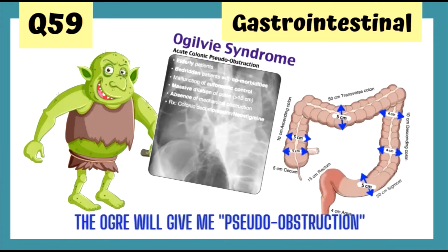Here we have this ogre over here saying, give me that. Give me that. The ogre will give me that pseudo-obstruction. It's ogre saying, give me, for Ogilvie syndrome, which is when there's the pseudo-obstruction. That's why this ogre over here is trying to get the pseudo-obstruction poster.